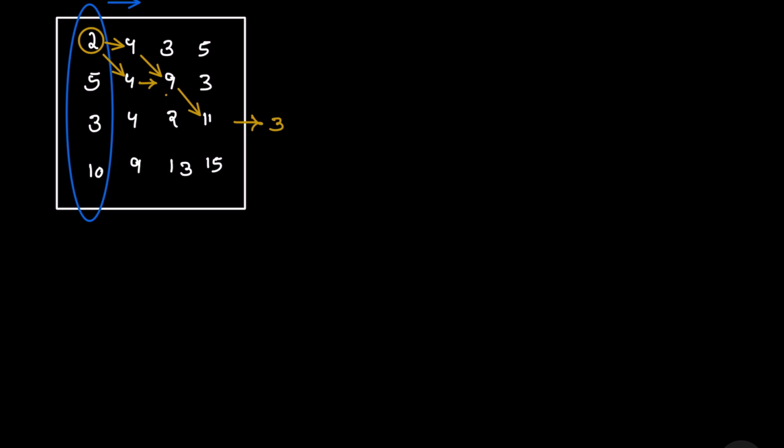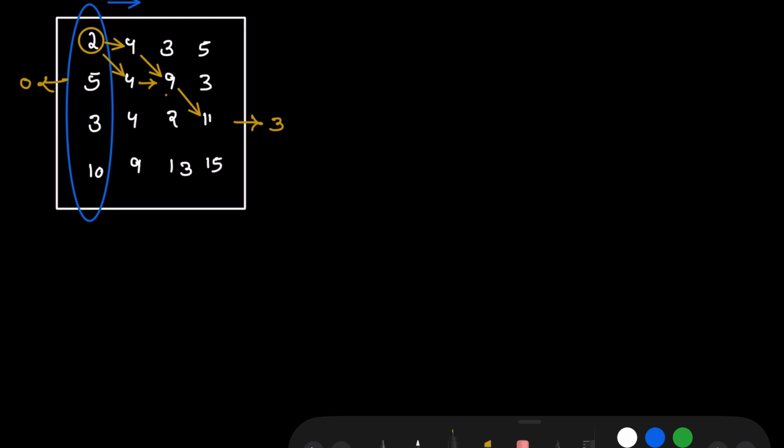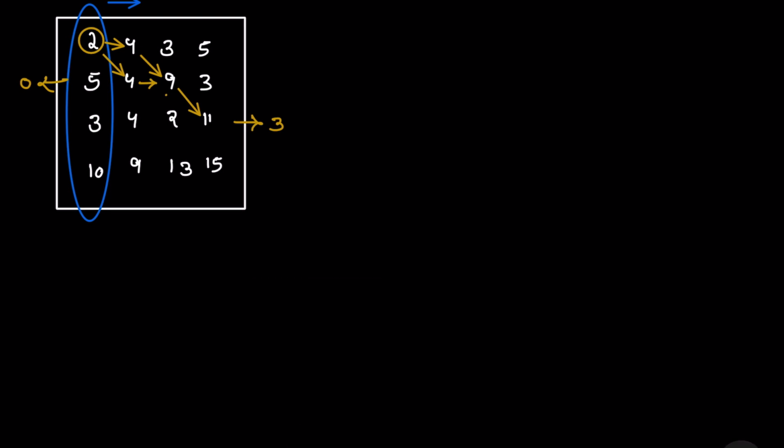Let's try to move from 5. If you move from 5, you see you cannot move anywhere. So this will result in 0. Let me just write it here. This is 0. If I start from 3 now, let's see what happens. If I start from 3, I can move in 3 possibilities. One possibility is 4, another possibility is this 4, and another possibility is this 9 over here.